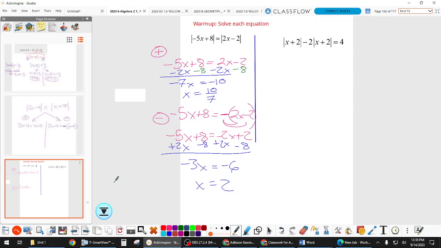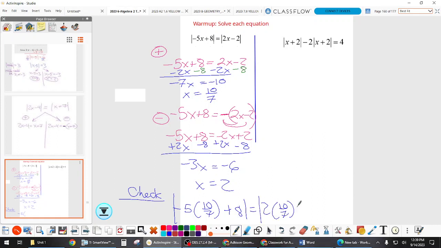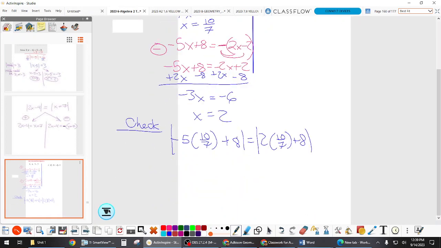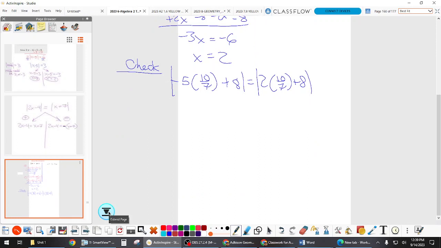How do you check if those are both correct? So for checking, negative 5 times 2. Actually, the 2 is easy to check. Let's practice with the 10 sevenths instead. So negative 5, and this is all in absolute value. So negative 5 times 10 sevenths plus 8. Does that equal the absolute value of 2 times 10 sevenths plus 8? How would you check that? Like, how would you? I'm not asking how I would do it. How would you do that?